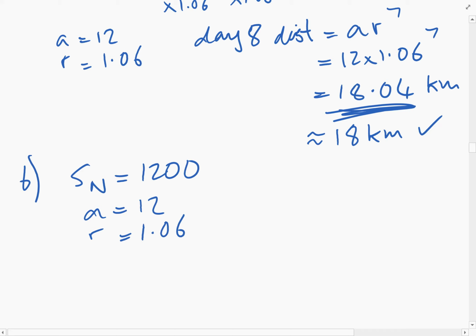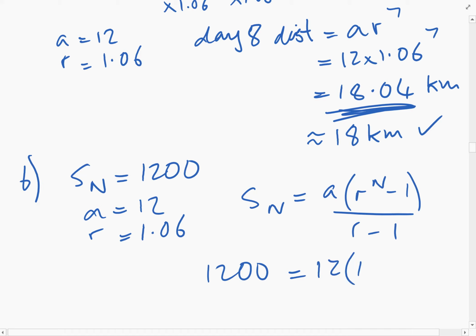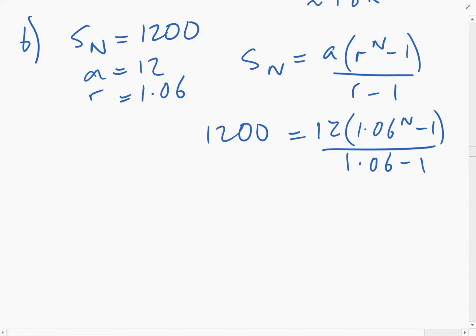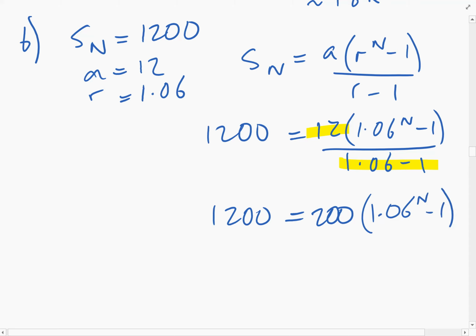The sum formula is this. And so that means we're going to get 1200 equals 12 times 1.06 to the power of n minus 1, over 1.06 minus 1. So that denominator is going to be 0.06. So if we do 12 divided by 0.06, that will give you 200. So we've got 200 times by this, 1.06 to the power of n minus 1. Okay, divide both sides by 200, you get 6 equals 1.06 to the power of n minus 1. So 7 is 1.06 to the power of n.